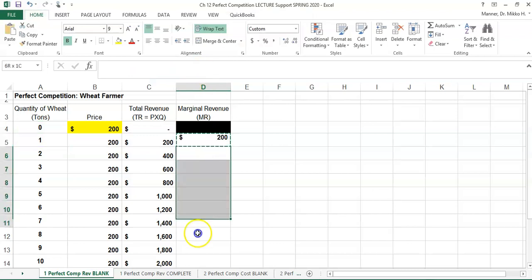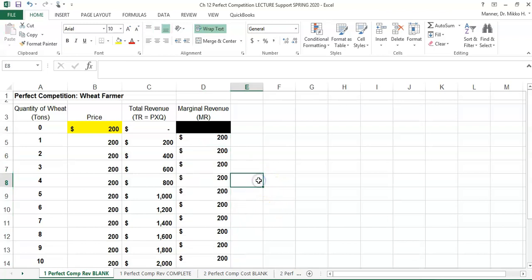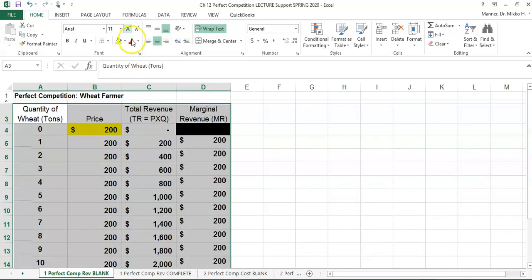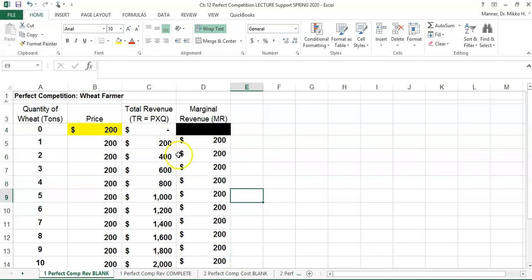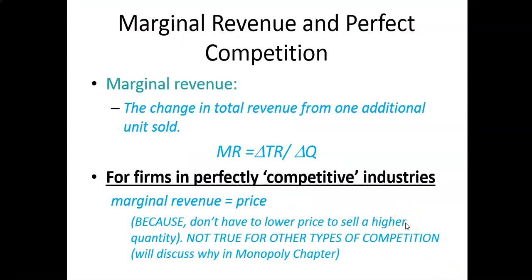Right? So I copy that formula down and notice, what do we get? Well, we get a pretty darn boring table, right? Price is always 200. Revenue always goes up by $200 every time we sell one more, which literally exactly means that marginal revenue is in fact always 200. So pretty boring, right? But important to understand why that's what it looks like and how it works.